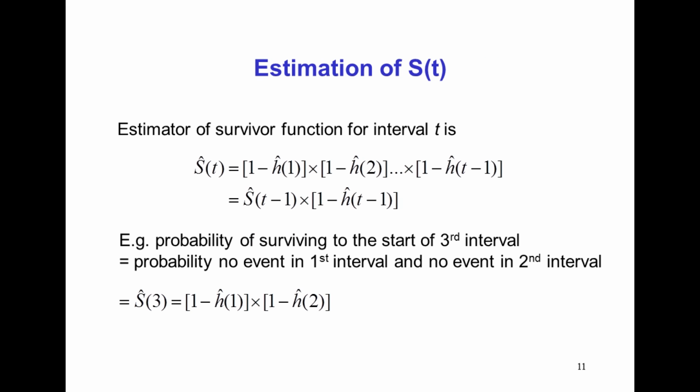Once you've got the hazard function, you can estimate the survival function from it. So if you've survived up to time t, that means you haven't had the event in the first interval. So it's 1 minus the hazard for the first interval. You haven't had it in the second interval either, and so on. You just multiply all these up.